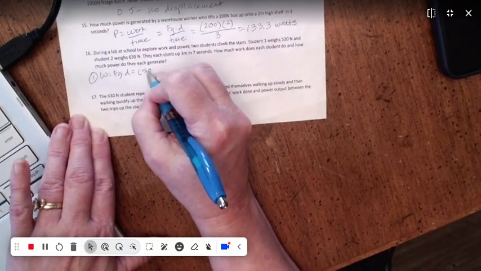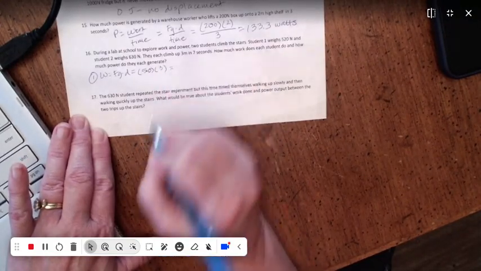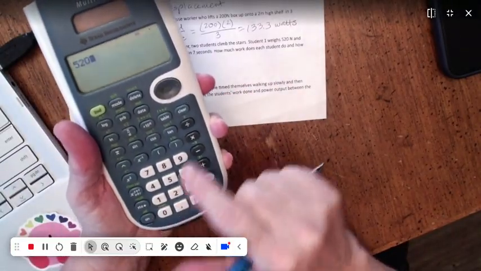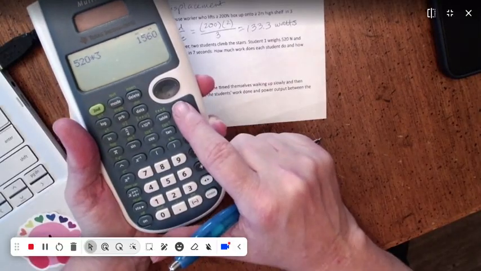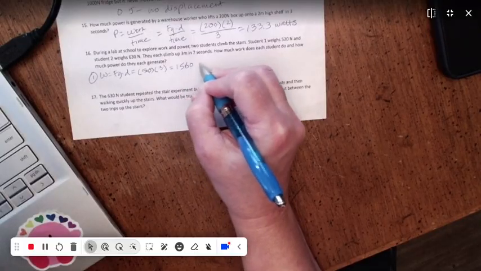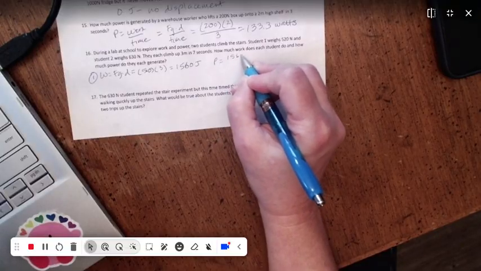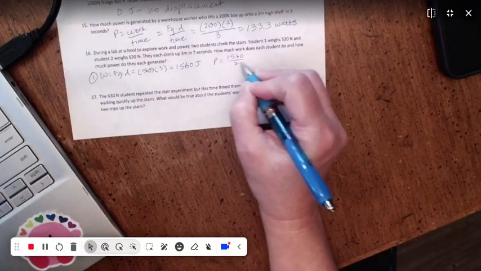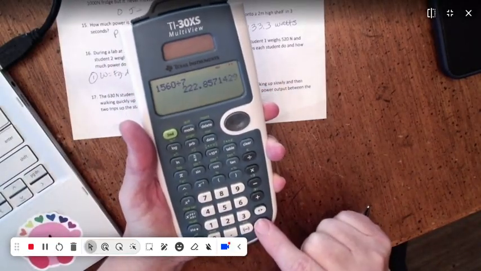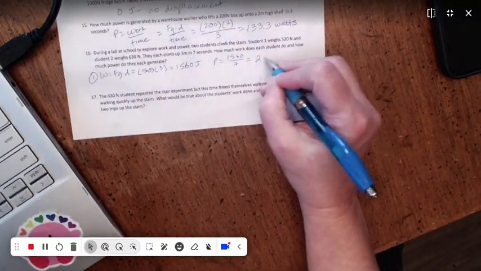So 520 times 3 meters. Okay. Let's see, 520 times 3 is 1,560 joules of work for the first student. And then the first student's power is that 1,560 divided by 7 seconds, because that's their time. So they had, I'm just going to round that, 223 watts of power.